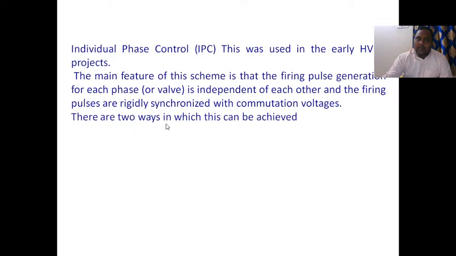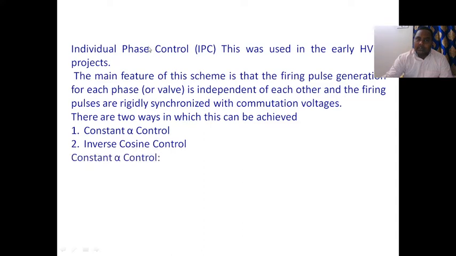There are two ways in which this can be achieved. First one is constant alpha control. Second one is inverse cosine control. In the IPC scheme, we have constant alpha control and inverse cosine control. What is constant alpha? That is a delay angle control.